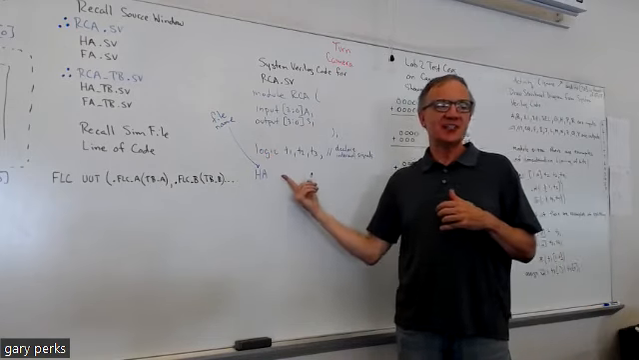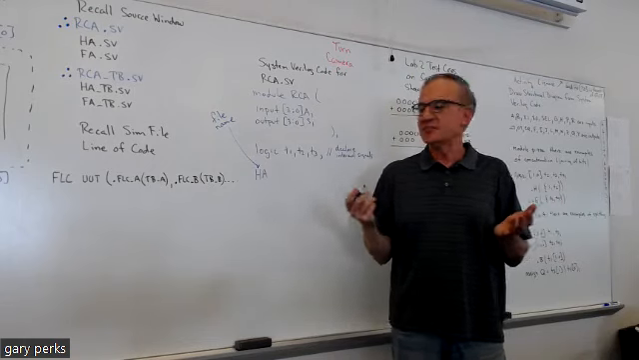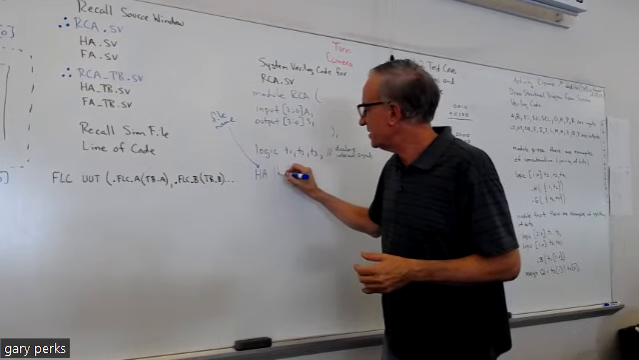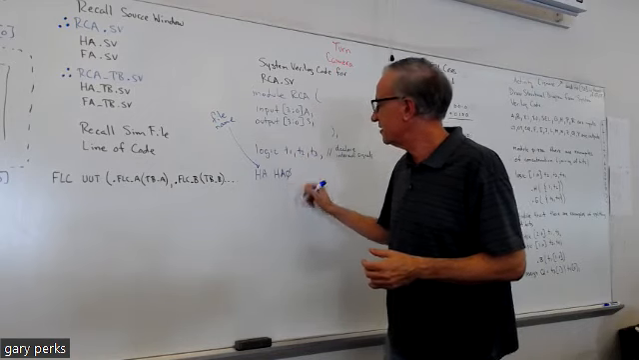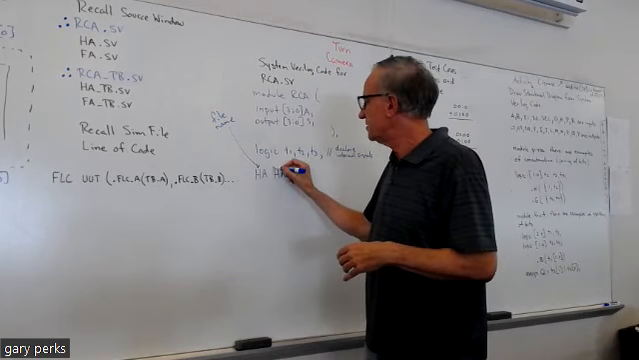The next thing that comes on this line is a label. The label can be anything you want. I'm going to label this HA0, half adder for the 0th bit. So this is a label.